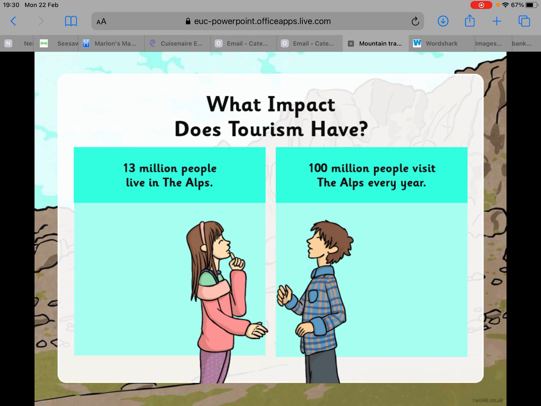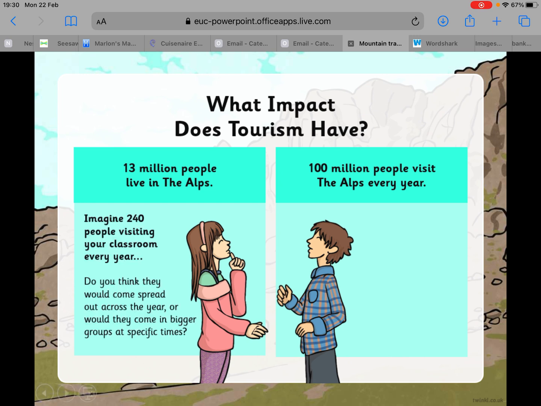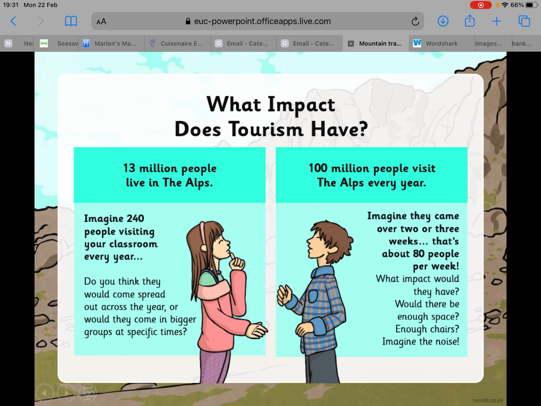Okay, so what impact does tourism have? So here's some interesting figures. 13 million people live in the Alps. 100 million people visit the Alps every year. That's interesting, isn't it? So imagine if 240 people visited our classroom every year. Would they come spread across the year? Would they come in bigger groups or at specific times? Imagine if they only came over 2 or 3 weeks. That would be about 80 people per week.